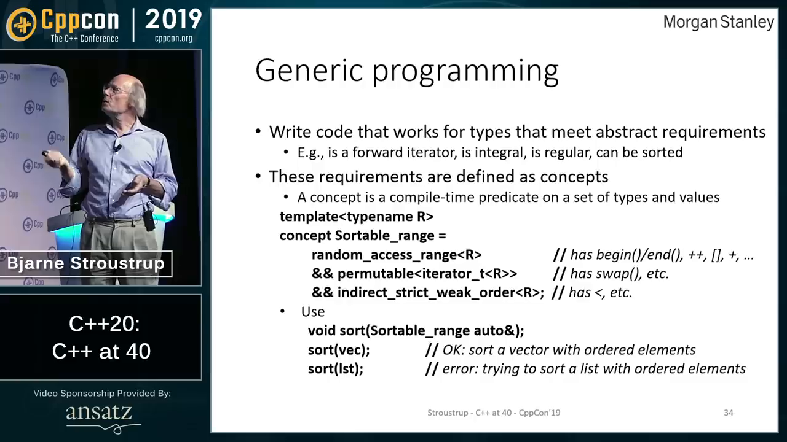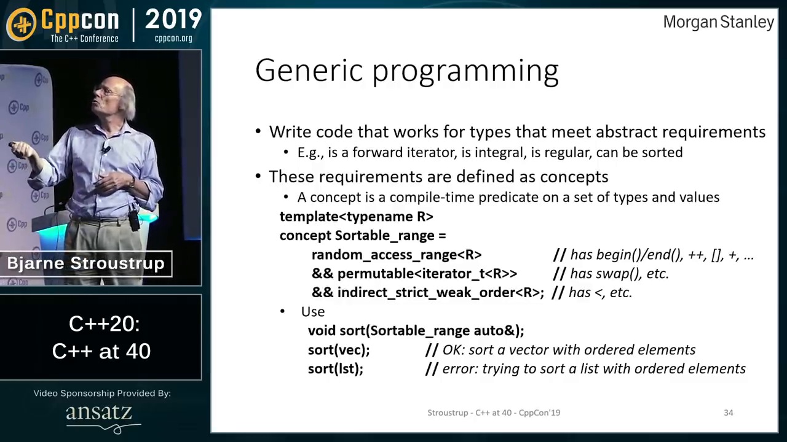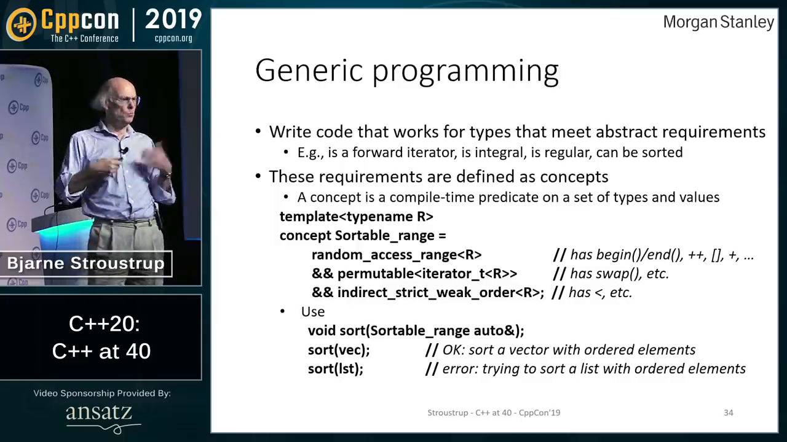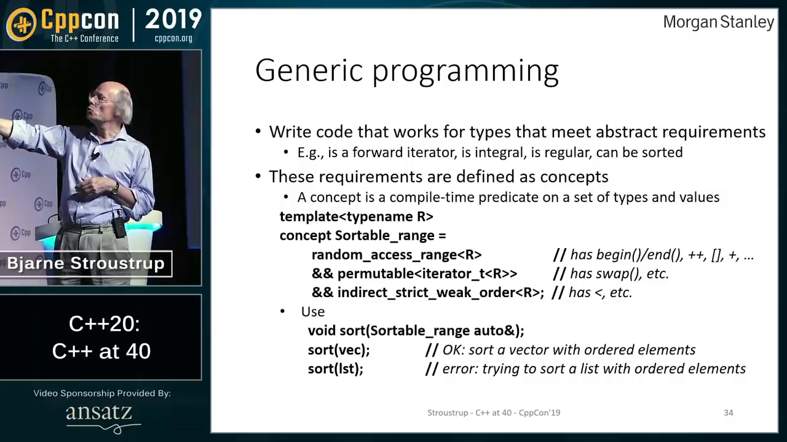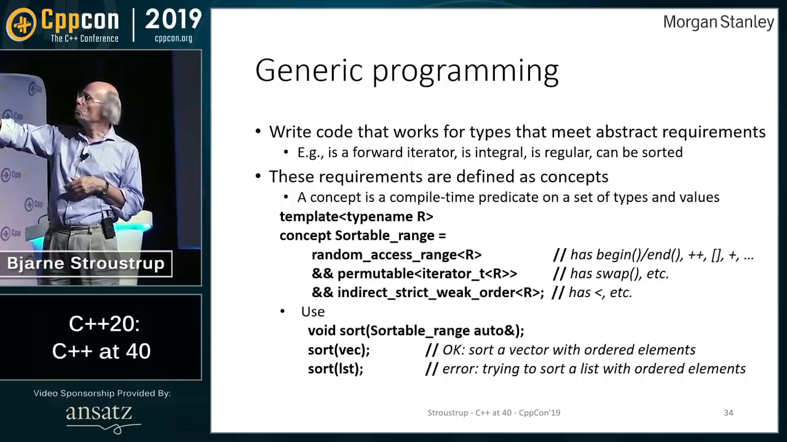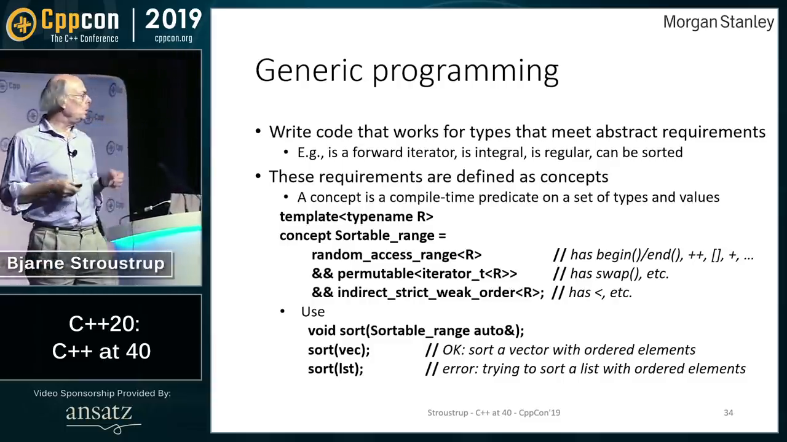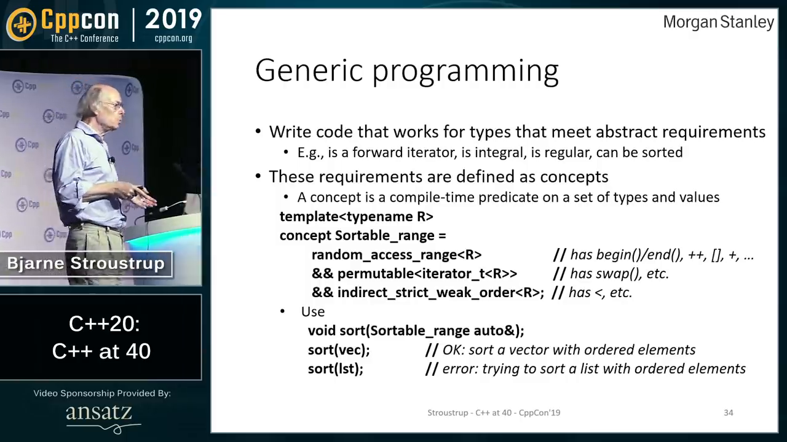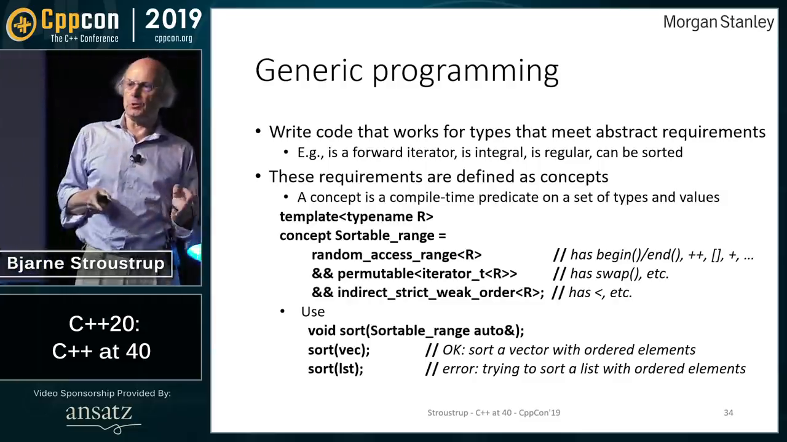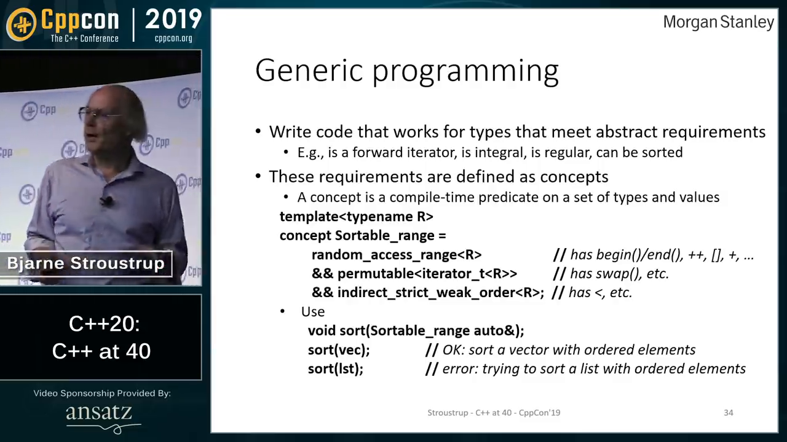And a concept is a simple compile time predicate on a set of types and values. So if I want, say, a sortable range, which is the things that I want the sort to work on, I can say it should be an access range. Its iterator should be permutable, and it should have an indirect strict order. You can look the meaning of those concepts up in the C++20 committee draft that is now being voted on, and this is good standard stuff.